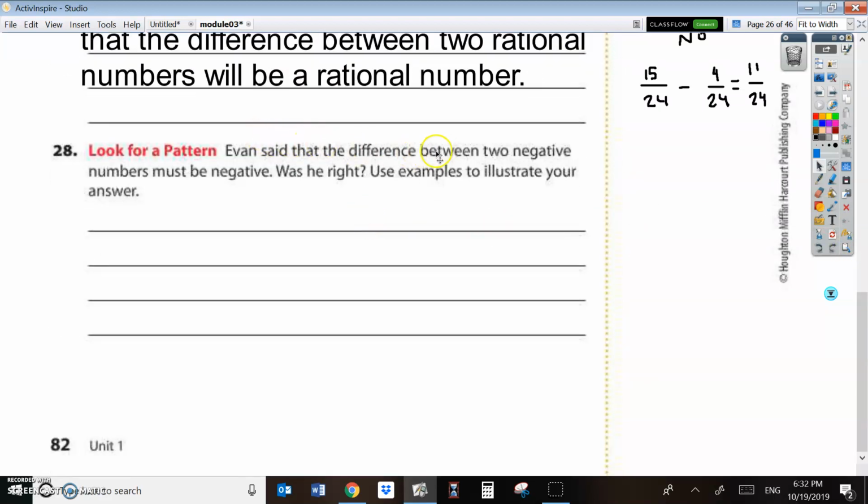Evans said that the difference between two negative numbers must be a negative. Was he right? Use examples to illustrate your answer. Okay, well look. Here's a negative 7. Here's a negative 9. Difference means you subtract, so put in a difference right there. And you know that subtracting a negative is like adding a positive, and that's going to be 2. So was he right? No, he wasn't right.